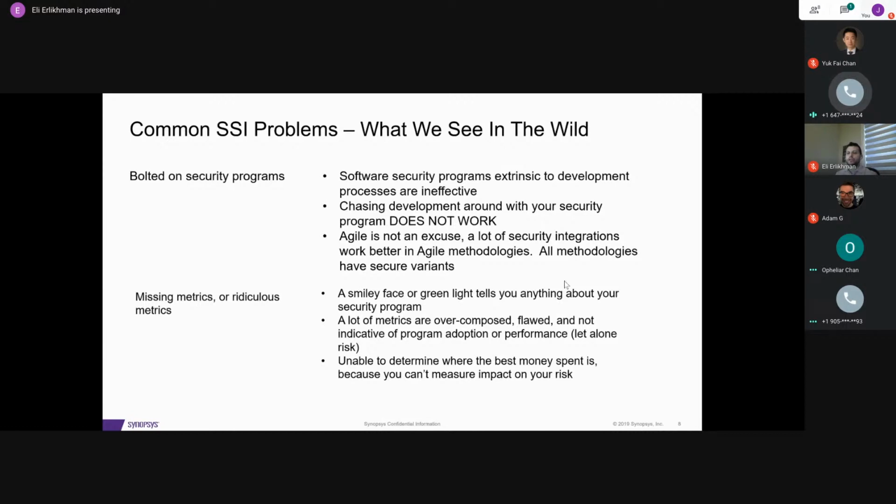And we'll talk about metrics in a lot more detail later in the presentation, but if you have a metric that has some green lights, what does it actually tell you? Well, it's a green, red, yellow. I don't know. What's the context? A lot of metrics are very complicated, or they're flawed by design in the first place.